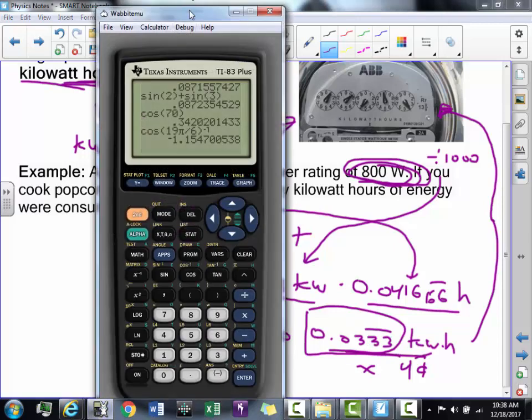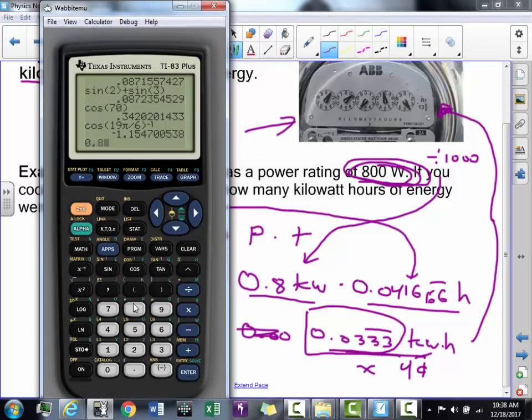So this was using the microwave once. Why don't I just try something real quick here? Let's say that you took a 0.8 kilowatt device, times it by 0.0416 repeating. That's you using the microwave once. Let's say that you use the microwave every day in the month, and you used it 3 times a day. Does that make sense? Well, now if I'm going to times that by 4 cents, then it costs you 12 cents to run your microwave for the month.